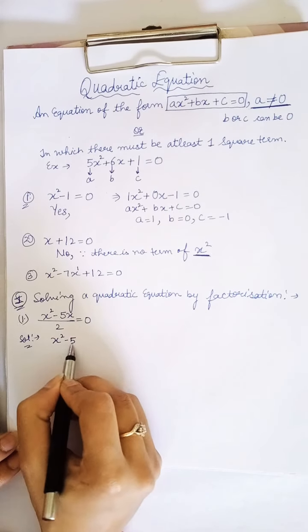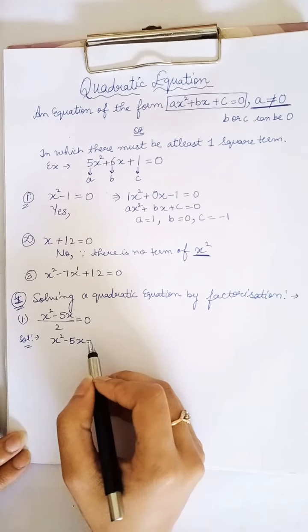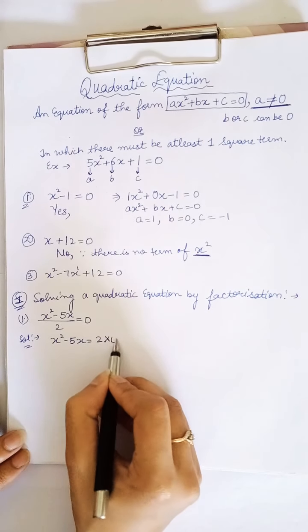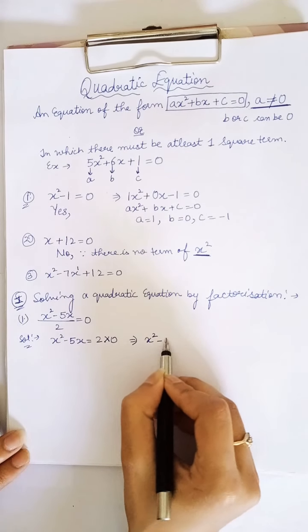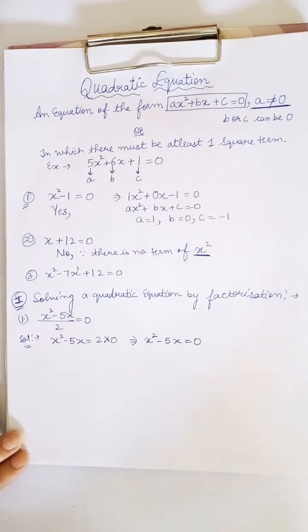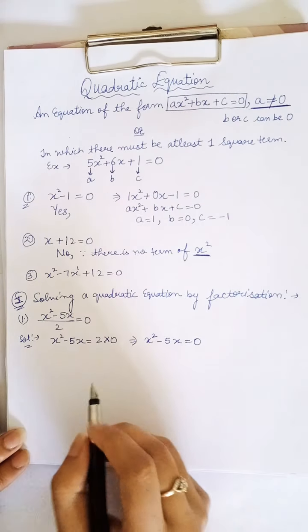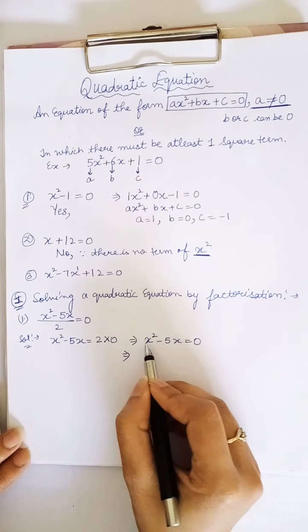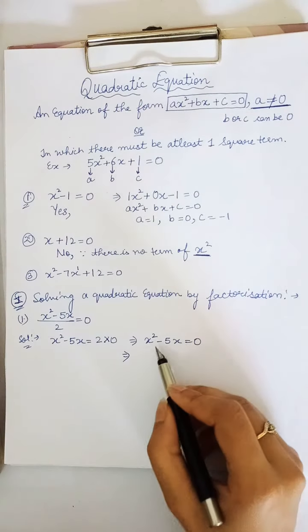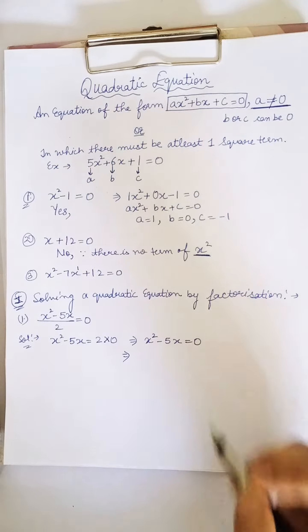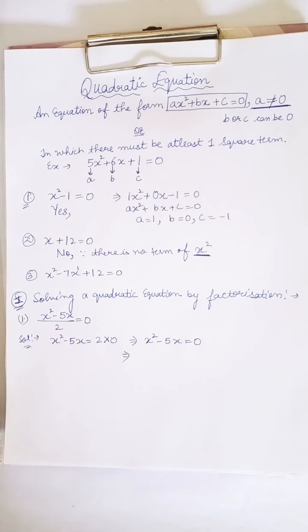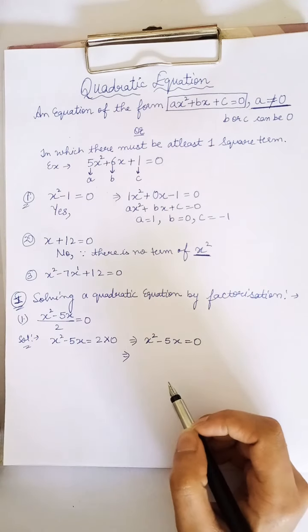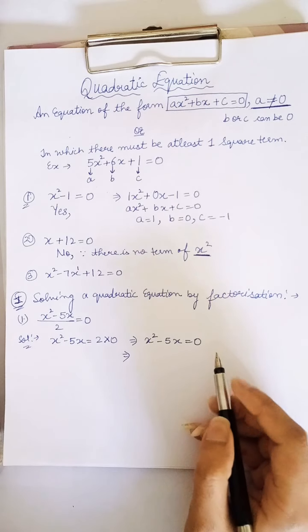x square minus 5x. The 2, when moved to the right hand side, will be multiplied by 0 and we will get x square minus 5x is equal to 0. Now see, is there anything common in this equation? Yes, there is. Now see here, in this equation c is equals to 0. There is not any constant term, right? Okay, so here c is equals to 0. This is also a quadratic equation.